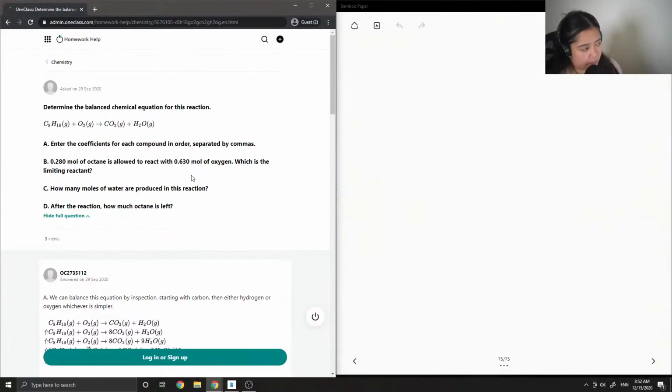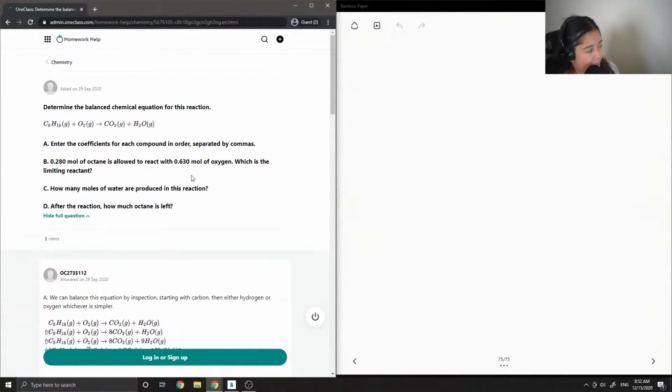This is a 2-step question. It says to determine the balanced chemical equation for this reaction: C8H18 plus oxygen makes carbon dioxide plus water. Part A, enter the coefficients for each compound in order separated by commas. So I'll just show the balanced chemical equation.